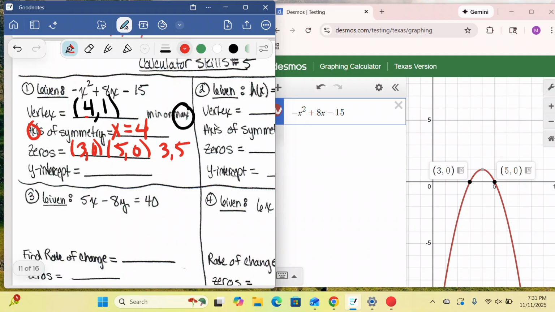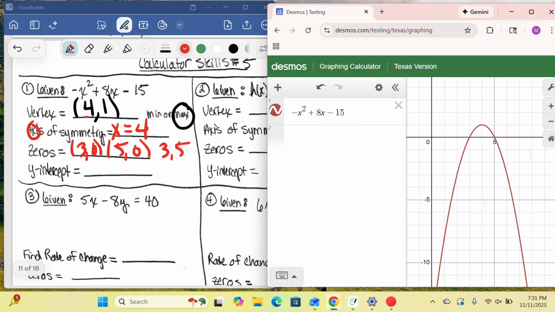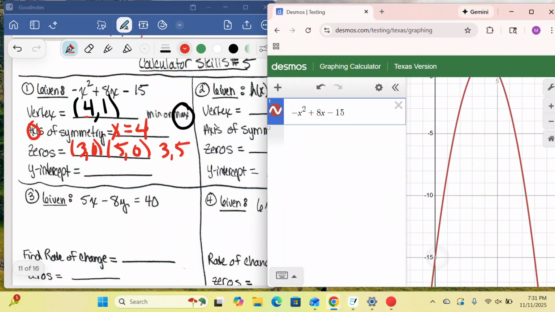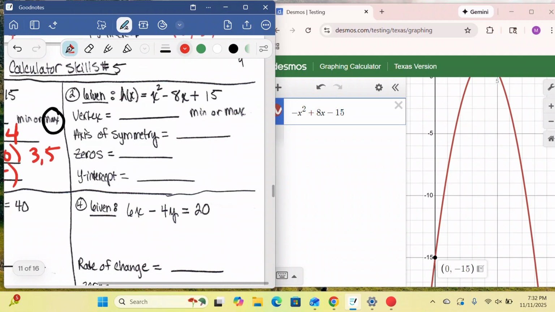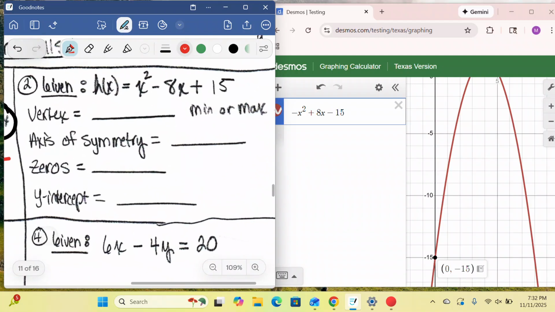Then I'm going to find my y-intercept. Where does this parabola cross the y-axis? So I'm going to click on it, and it crosses at 0, negative 15. Of course, it's an ordered pair. So once again, it is a very simple process if you let Desmos do the work. So let's go ahead and look at number 2.